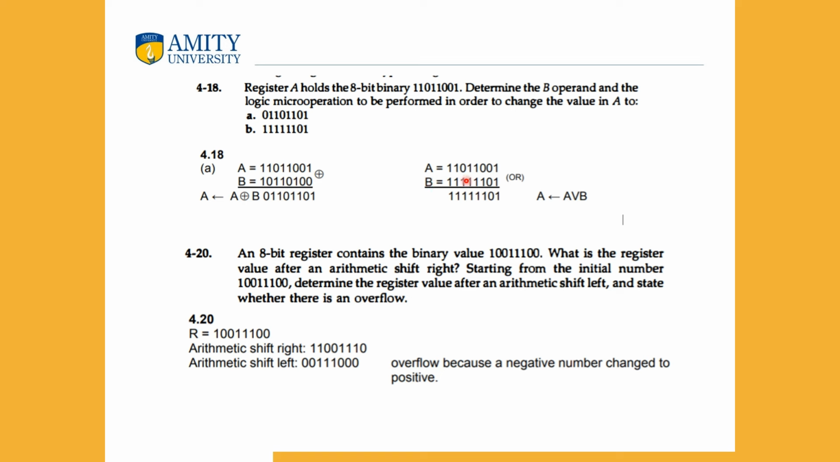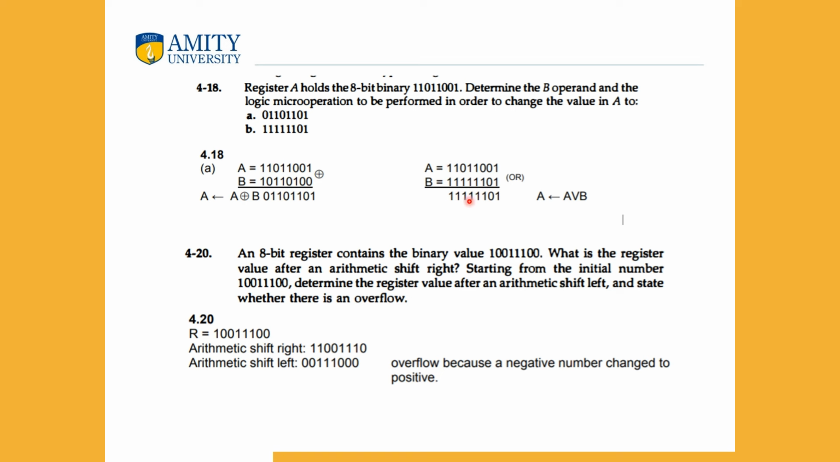So the B bit will have 1 on those areas. It will only be 0 in the places where it does not need any bit. Okay, so if it's 0 over here and you don't need a bit, then it will be 0 here, rest all will be 1.